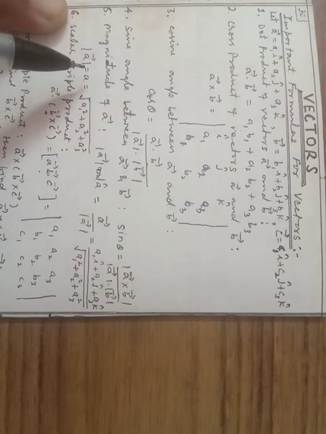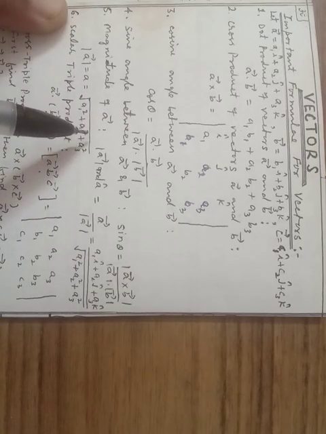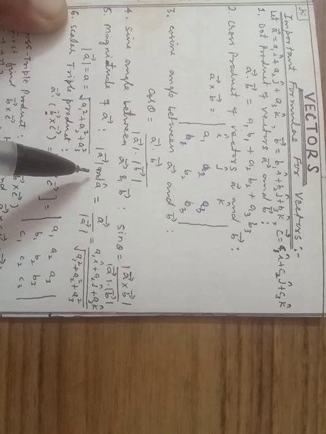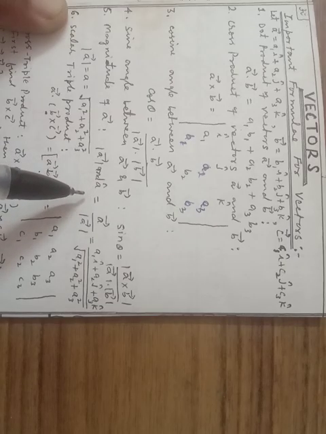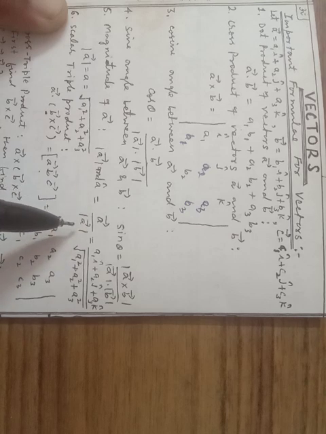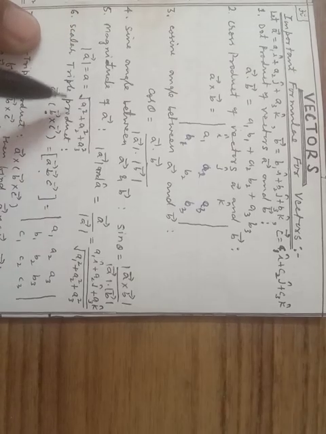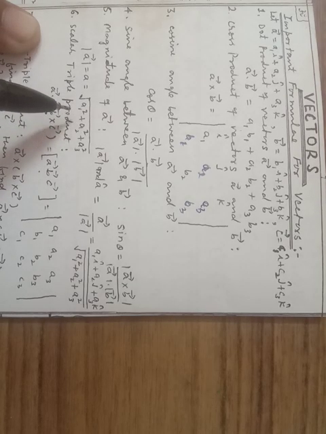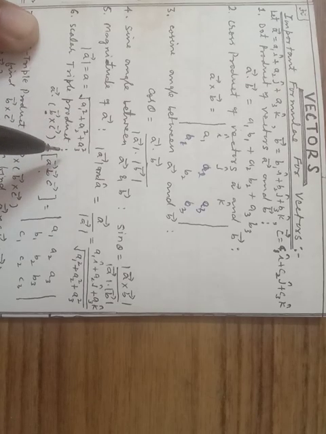Fifth formula, the magnitude of vector a is denoted by mod of a, and a cap is defined as vector a divided by magnitude of a, where magnitude of a can be written simply as a, and its formula is the square root of a1 square plus a2 square plus a3 square.